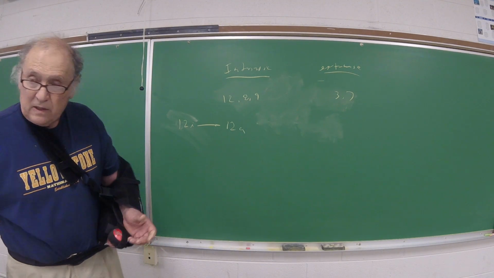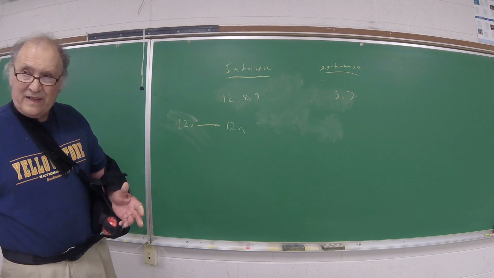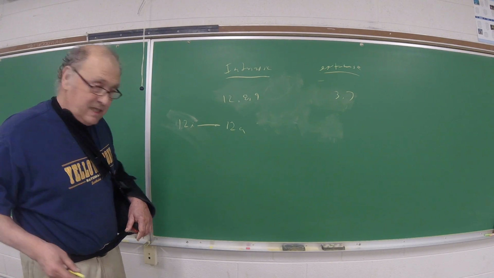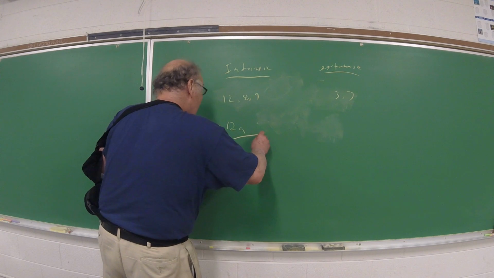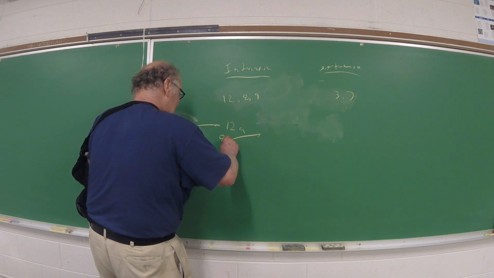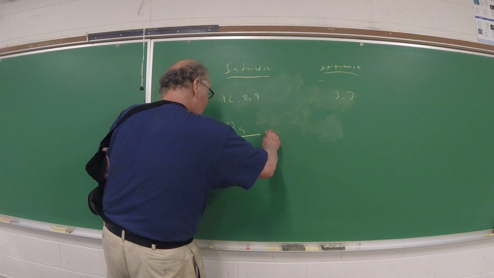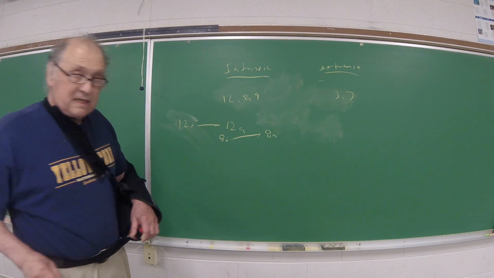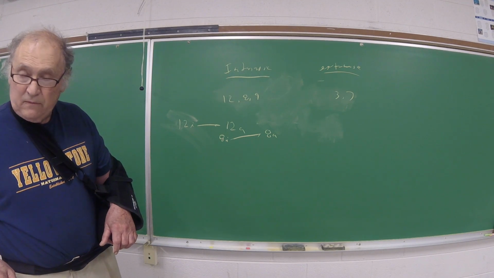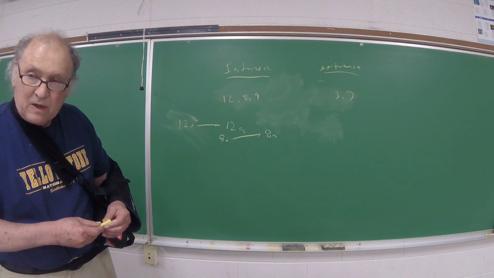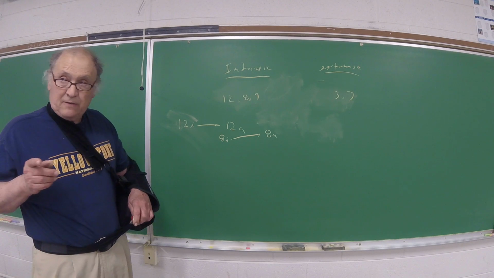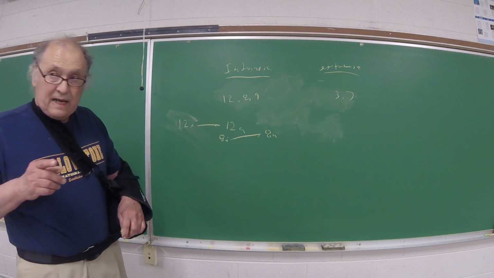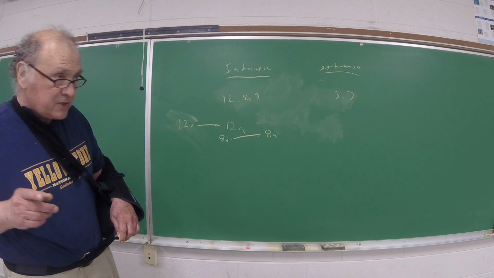So let's say 12 inactive is converted to 12 active by exposure to the collagen. 12 active converts 8 inactive to 8 active. 8 active converts 9 inactive to 9 active, okay? That's the clotting scheme itself. So I want you to write down intrinsic and extrinsic, give me a definition for each one, and tell me factors 12, 8, and 9 are intrinsic, and 3 and 7 are extrinsic.